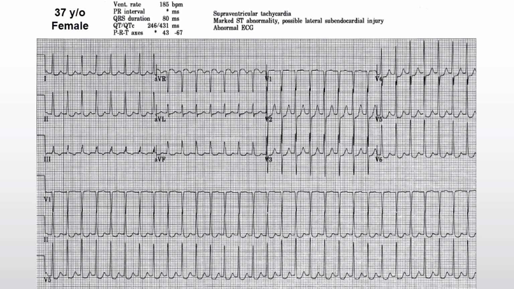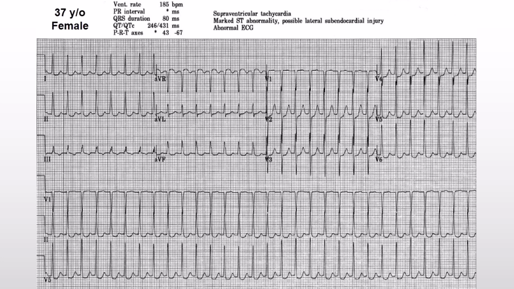Now, let's look at the ECG itself. First, note that we're looking at a 12-lead ECG, not just a rhythm strip. This is a very important point. All dysrhythmias, including all tachycardias, are diagnosed from a 12-lead ECG, not a rhythm strip.